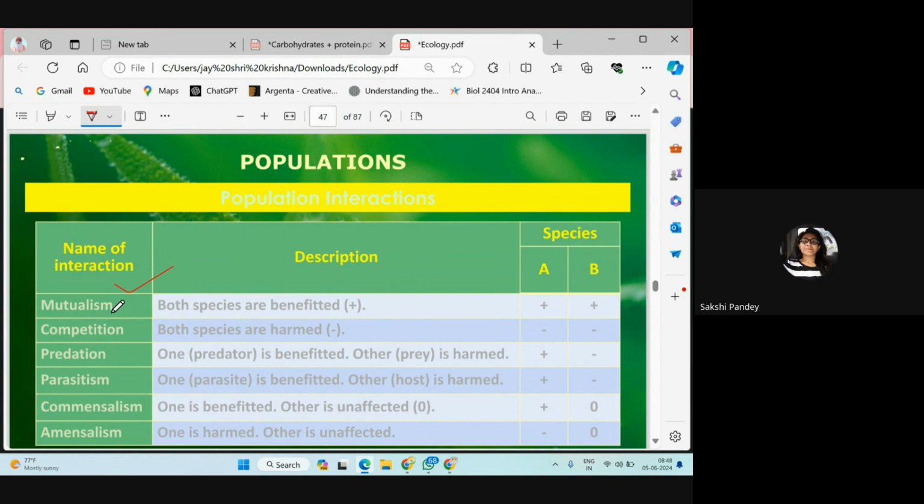Sir, benefited in terms of what? Benefited, like anyhow they are getting benefited. Okay, one example I will give. For example, lichens are there. Some people also pronounce it as lichen. So in lichen, two species are there. One is algae and other is fungi.